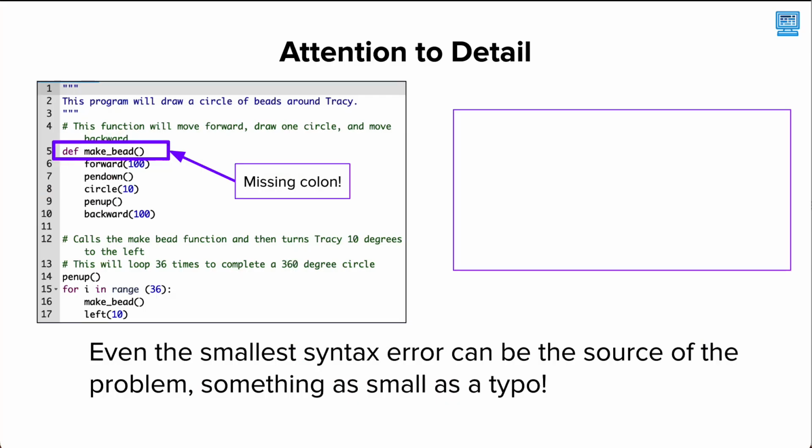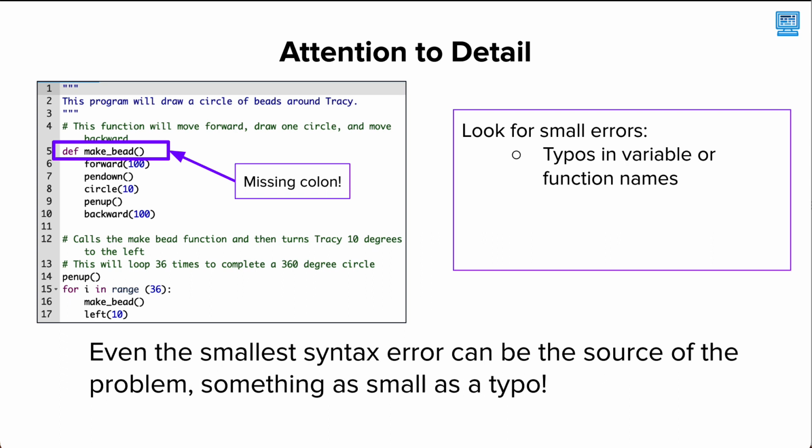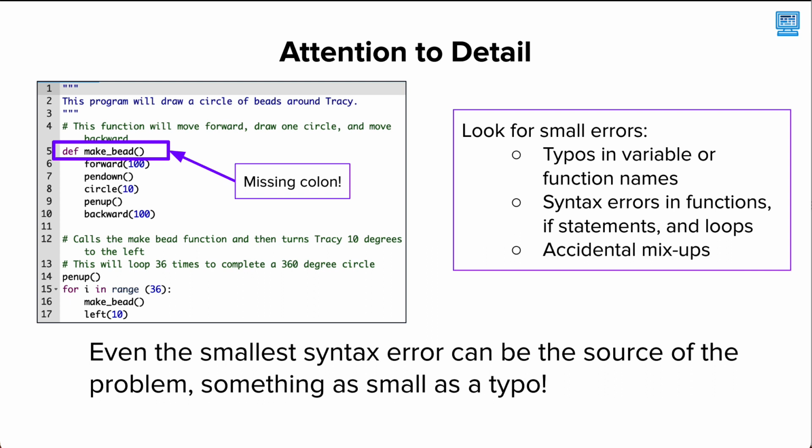The first step in debugging is attention to detail. The smallest syntax error can be the source of the problem, even something as small as a typo. Paying attention to detail means zooming in on your code line by line and looking for small errors. Typos in variable names or function names, syntax errors in function definitions, if statements and loops, and checking for accidental mix-ups. Maybe you made a copy and paste error and forgot to update a variable or parameter.